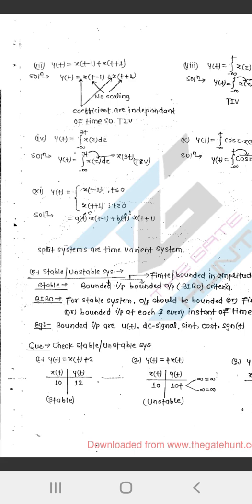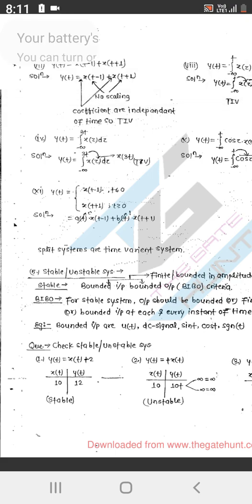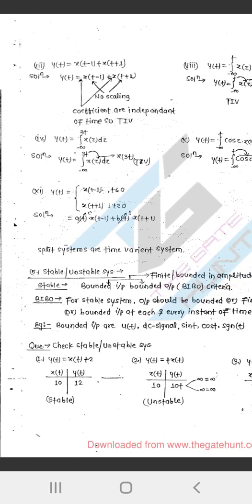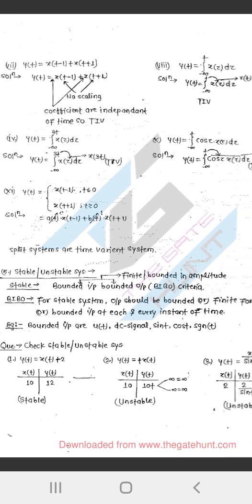x(t minus 1), t is less than or equal to 0, then x(t plus 1). System split; these systems are time variant systems. Stable and unstable: finite bounded amplitude.